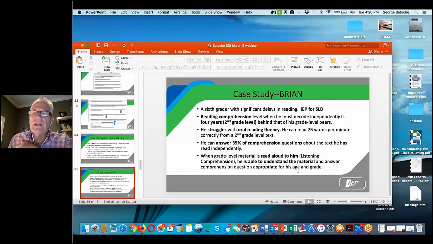So very quickly, I'm going to give you a case example. Brian is a 6th grader with significant delays in reading. He has an IEP for SLD, reading comprehension. When he has to decode orally or silently independently, he is at the 2nd grade level. He struggles with oral reading fluency. He can read 26 words correct per minute.